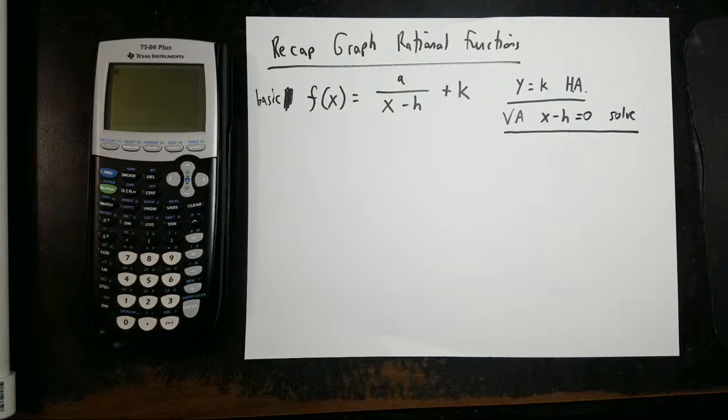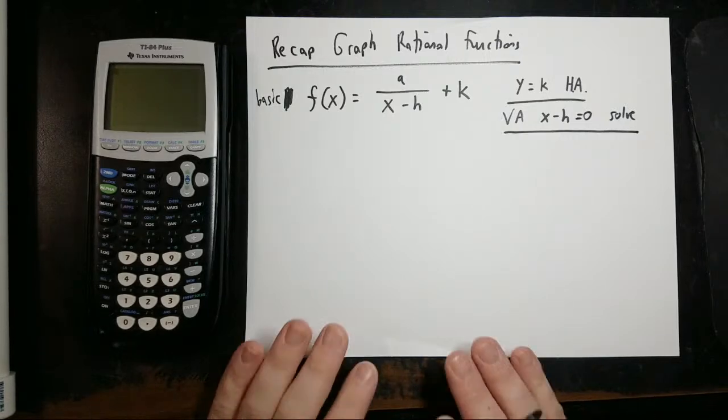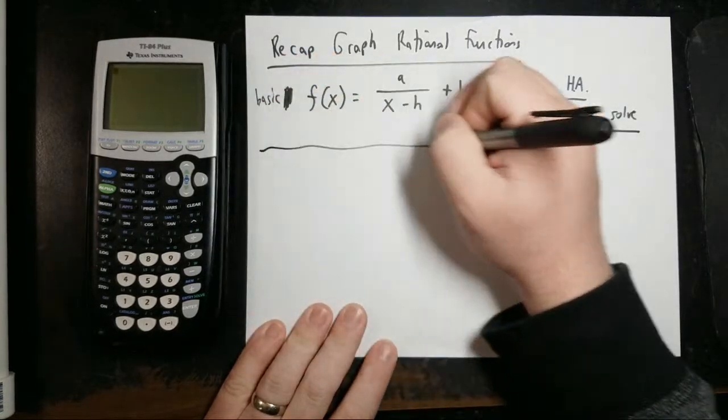Create a table of values, and then you kind of go from there, and you graph that whole thing out. But for these rational functions, you need to identify your asymptotes, you need to get a table of values, and then you need to graph this thing out. And I'm going to show you several examples like that.